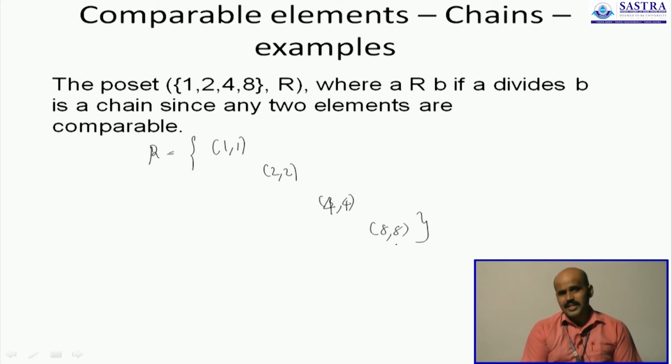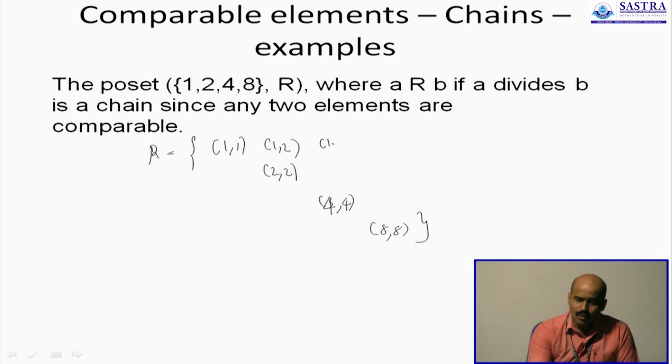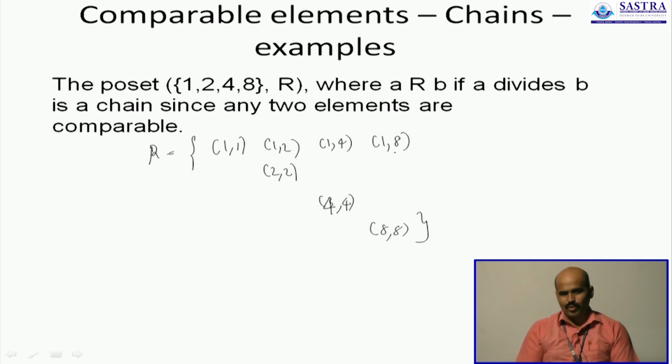Further, let's see if we can exhaust all possible pairs, because unlike the previous example, our set here is not infinite. It's only a finite set having 4 elements, and hence you can actually list all possible ordered pairs. So can we write 1 comma 2? Yes, we can write 1 comma 2, because 1 divides any other non-zero number. So 1 comma 2 is present, 1 comma 4 is also present, 1 comma 8 is also present, because 1 divides 4, there is no remainder left, 1 divides 8, there is no remainder left, and 1 also divides 2, there is no remainder left. And since all of this is being observed, we can see for ourselves that R is in fact reflexive.